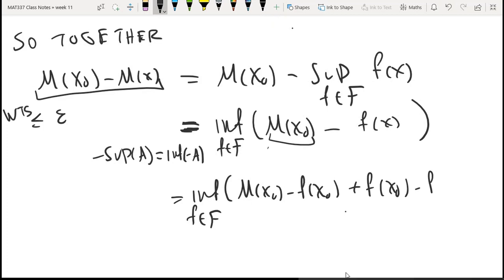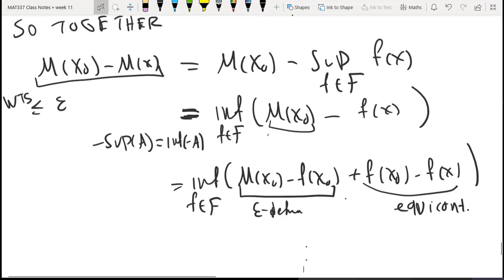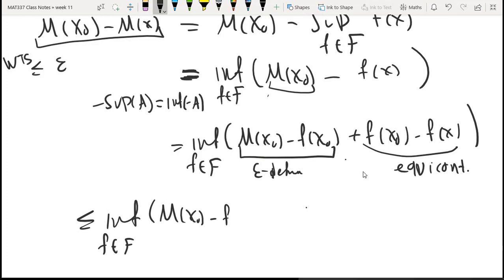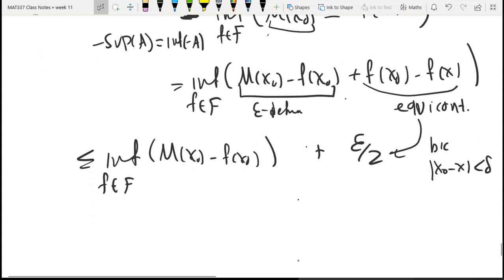So okay, why did I do this? This guy will be controlled by epsilon definition. And this guy will be controlled by equicontinuity. So yeah, we have inf over the family. By equicontinuity, this is less than epsilon over 2, because |x naught minus x| is less than delta. And this guy, we already controlled it. Here you use the epsilon definition.